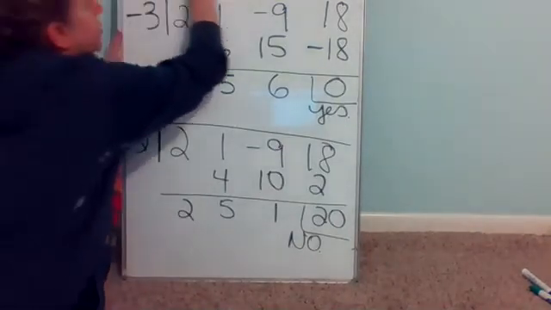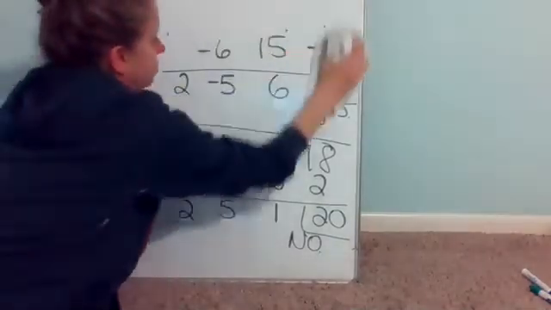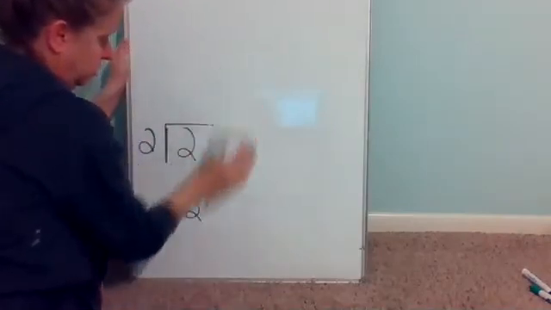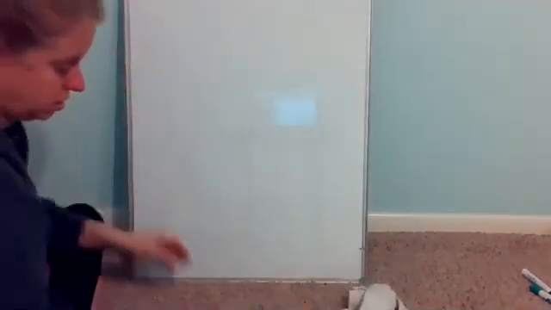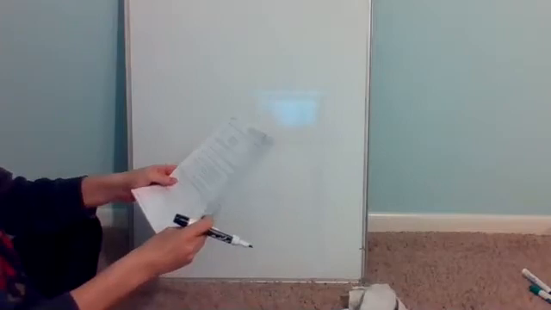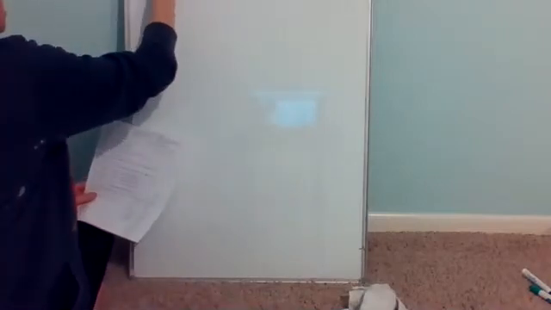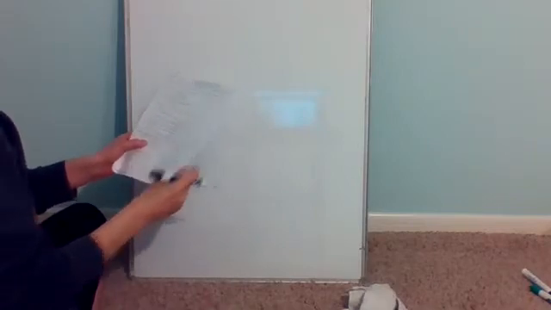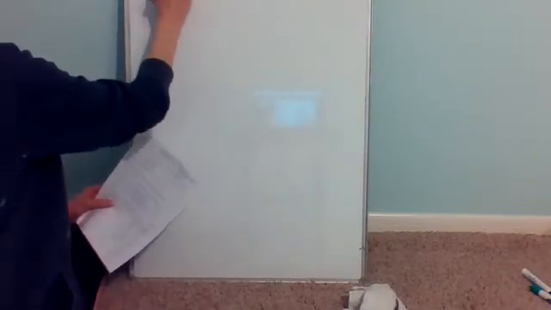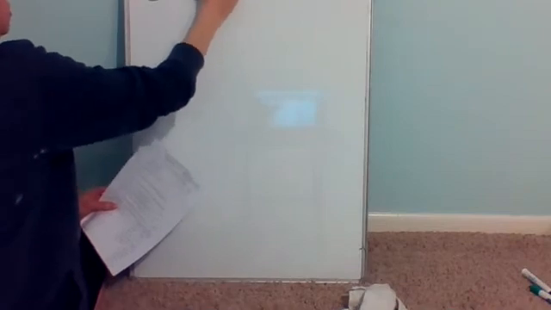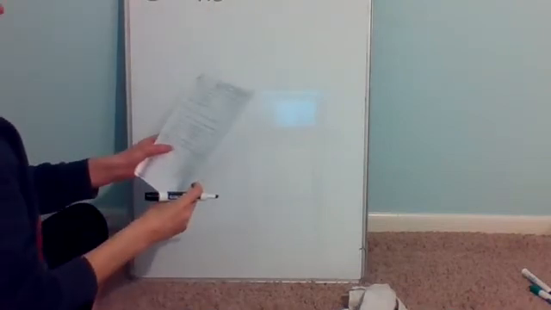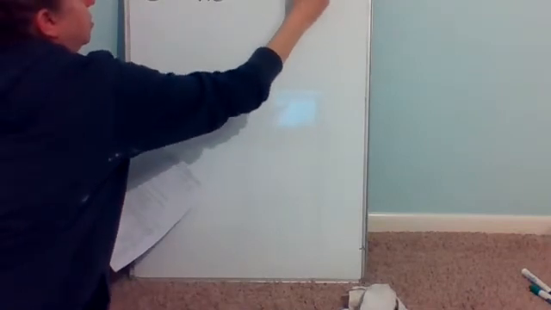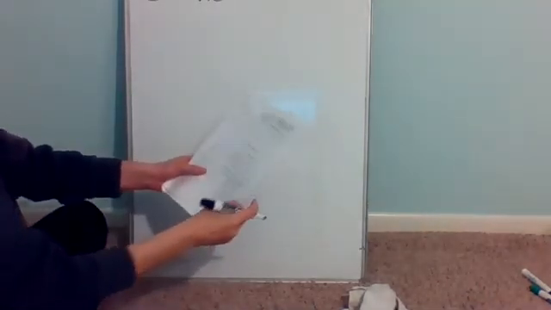All right, number 4. My function h of x equals x to the 4th plus 4x to the 3rd plus 3x squared minus 8x minus 12.